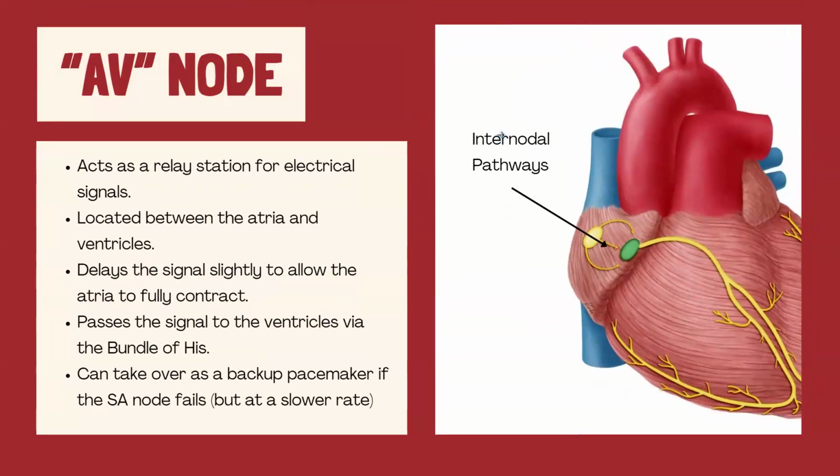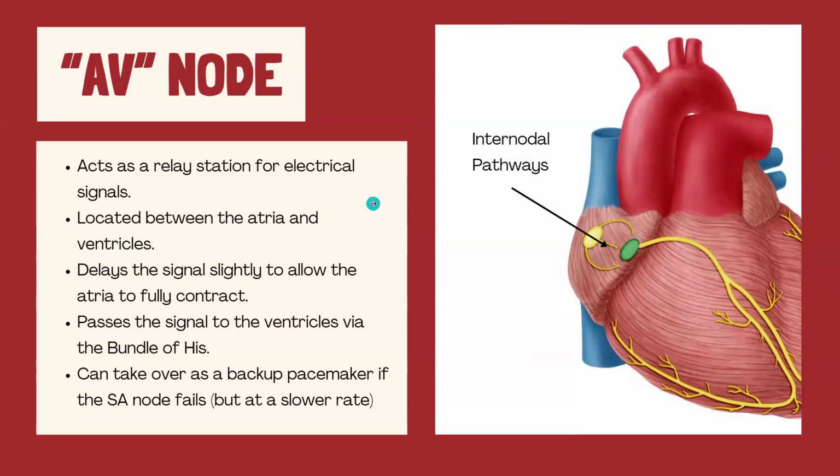So now the AV node. It acts as a relay station for electrical signals. You can think of it as the bridge between the atrium and the ventricle. You can see here, this is the ventricle, this is the atrium. You can see how, through these things called internodal pathways, the signal goes to the AV node. And so the SA node transmits signals to the AV node.